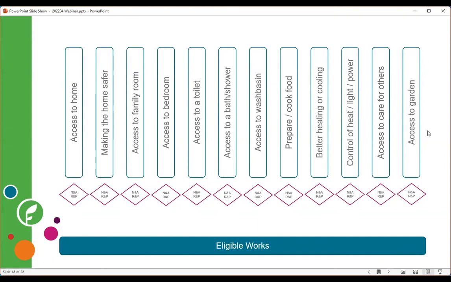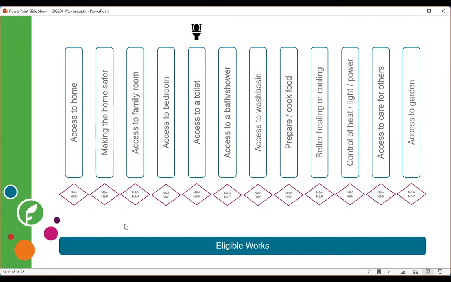So across here are all of the purposes for which a DFG must be awarded. And that's what it says next. So if something meets a purpose, it must be awarded if you assess that it's necessary and appropriate and reasonable and practicable to carry out.